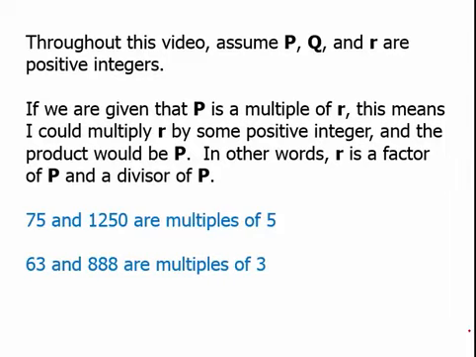Incidentally, we can see that 888 is a multiple of 3 because if we take the sum of the digits, 8 plus 8 plus 8 is 24. Since the digits add up to something divisible by 3, 888 is divisible by 3. And if 888 is divisible by 3, that means it must be a multiple of 3.